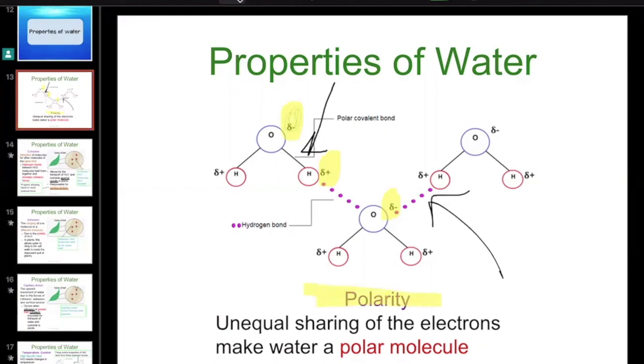The idea is that there is a gradient of negative and positive. Okay, it's the same thing like when we're talking about polarity of magnets or batteries. There's a positive end and a negative end. Okay, but it's all down to the unequal sharing of electrons that makes the water polar.